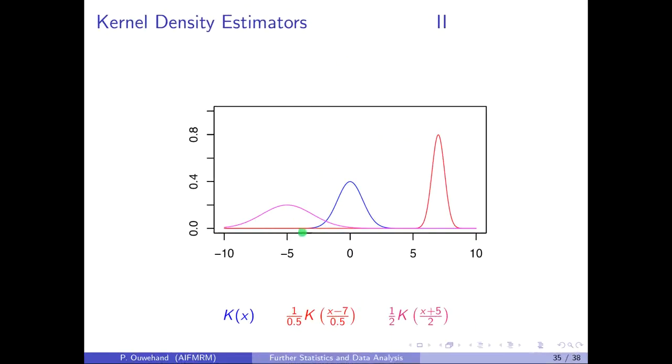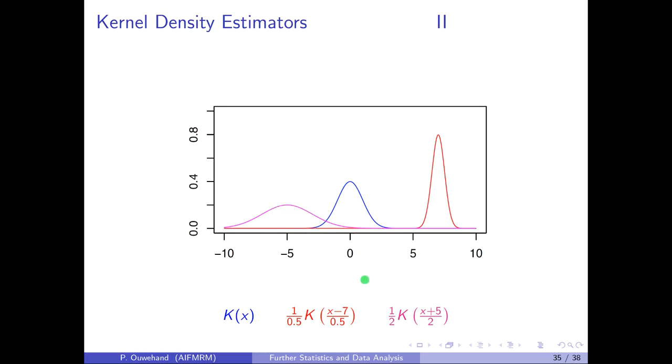Here we have k of x, a probability density function centered at 0. If we look at a half k of (x plus 5) over 2, we have a equal to minus 5 and h is equal to 2. This shifts it 5 units to the left and squashes the y-axis by a factor of 2. So whereas the blue curve hit a height of nearly 0.4, the pink curve hits about 0.2.